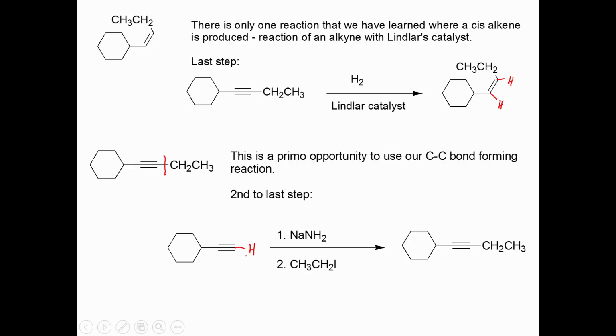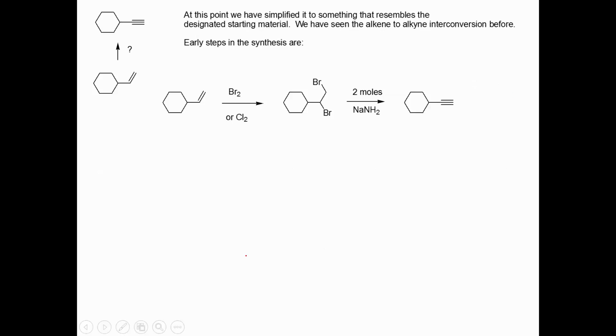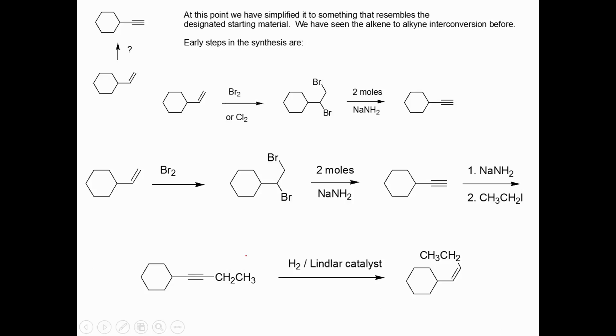All right, so that's our second to last step. Remember that our ultimate starting material is the alkene that totally corresponds to this alkyne right there. Okay, so we need to think about how do we turn the alkene into an alkyne. Remember, we earlier showed a 2-step protocol for doing that. You're going to add halogen across the alkene and then do a double E2 reaction to turn the dihalide into the alkyne.